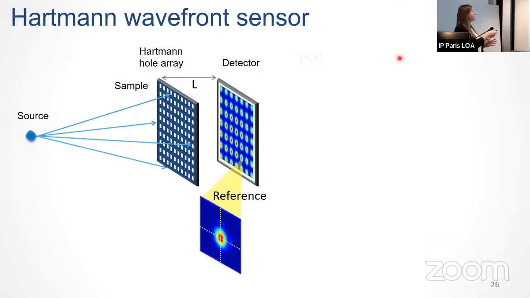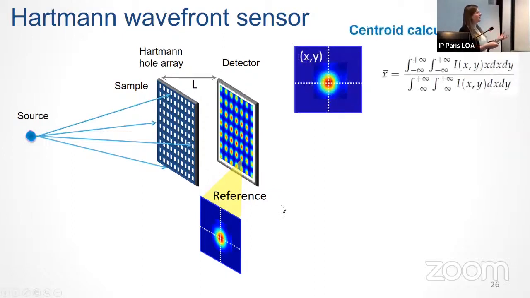We have a source, a hole array, and a detector that is placed after a certain distance. What the Hartmann plate will do is sample the oncoming beam and create a series of beamlets. This series of beamlets will create a reference image of our beam. To retrieve the wavefront of the incoming wave, what we need to know is the center of each of the beamlets that was created by the Hartmann mask. And we are going to look at several algorithms to find the center of each of the beamlets.